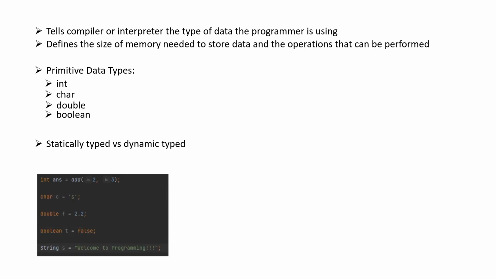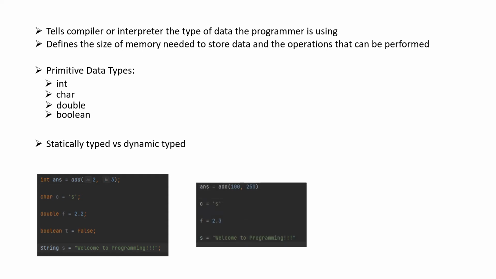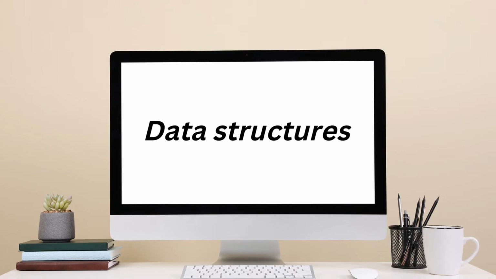Here's an example of primitive types in Java on the left-hand side, which is also statically typed. And on the right-hand side, we have Python, which is dynamically typed. In a separate video, we will see why data types are important and how we can create our custom data types as well.